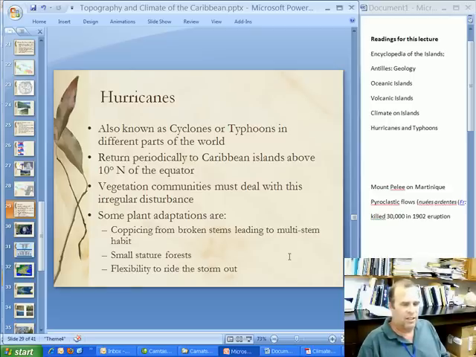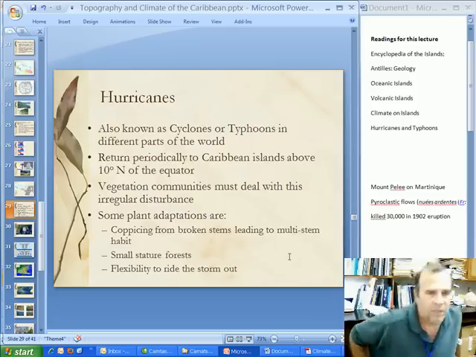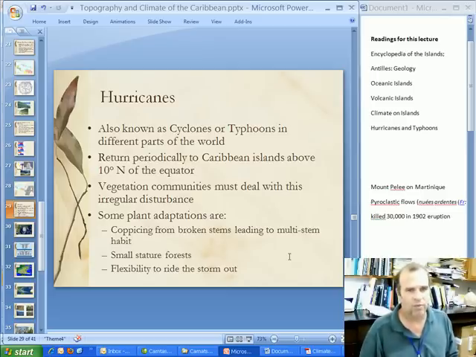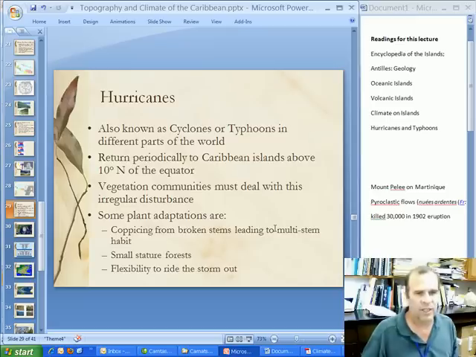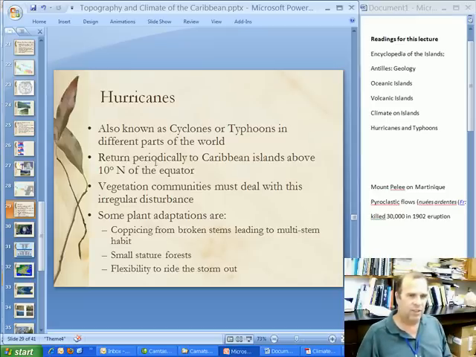They're basically these weather systems which are associated with massive amounts of rainfall and very high destructive winds of over 150 kilometers an hour or so. So vegetation communities must have some sort of adaptations to survive these massive amounts of rain and the high winds.